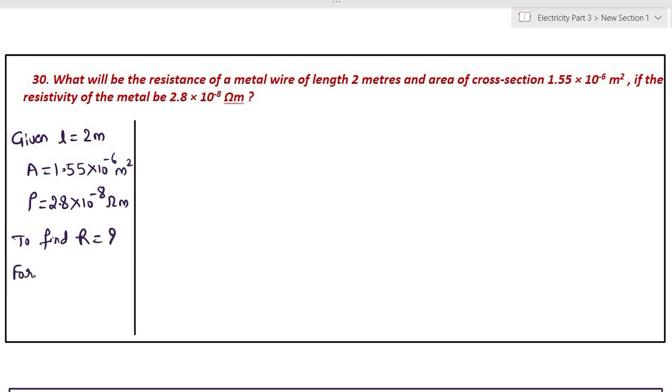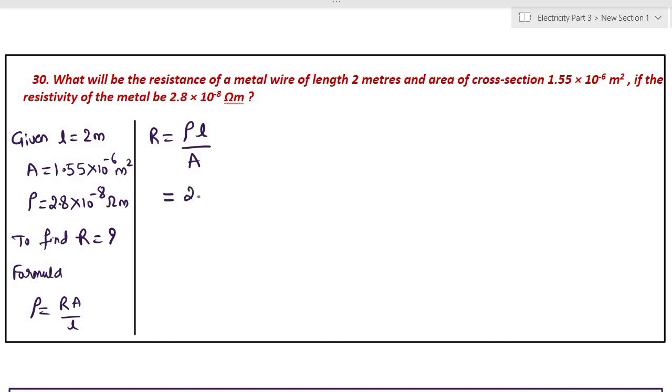What is the formula we have here? Rho is equal to RA divided by L, or R is equal to rho L divided by A. Everything has been given in the problem, we just need to substitute. What is the rho here?